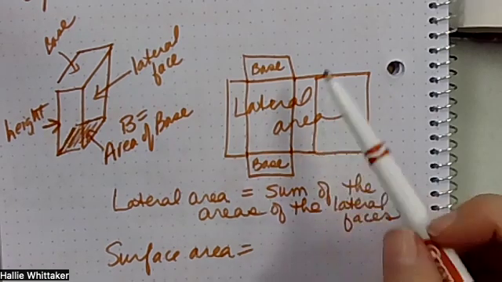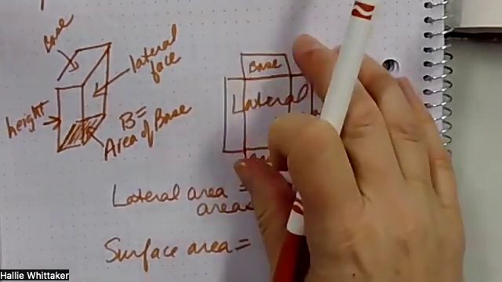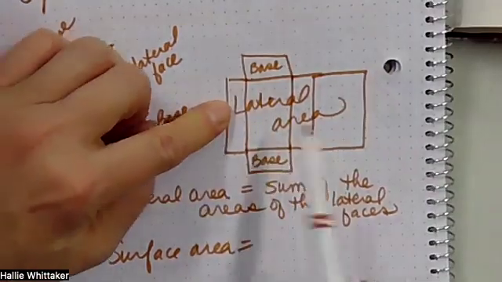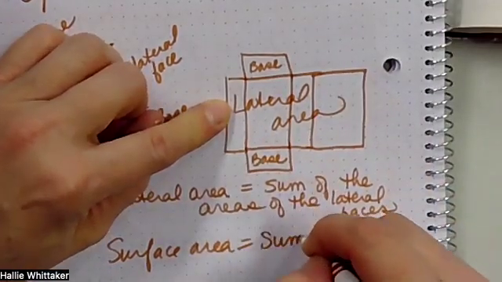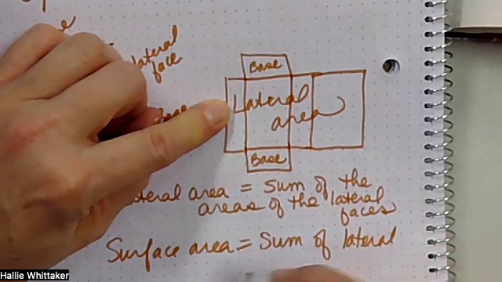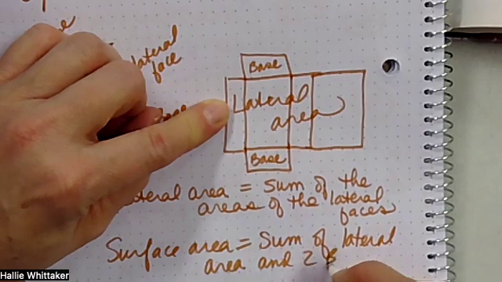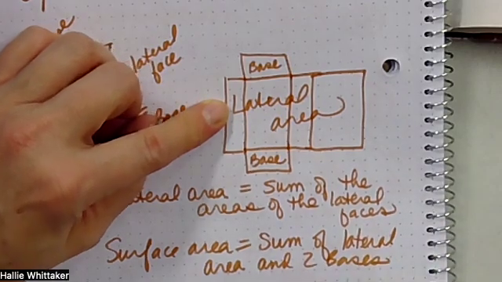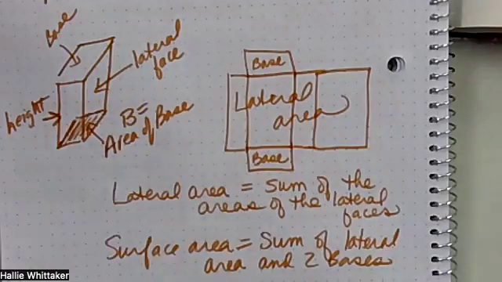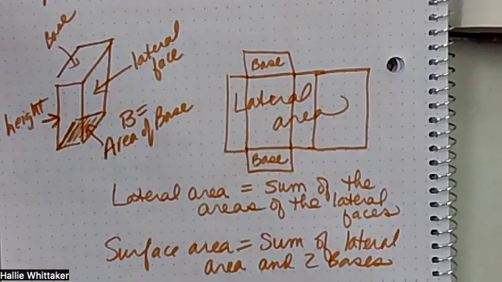To find the surface area of a three-dimensional figure, it's going to be the sum of the lateral area and the two bases. So the full surface area will be the lateral area plus the area of the two bases.